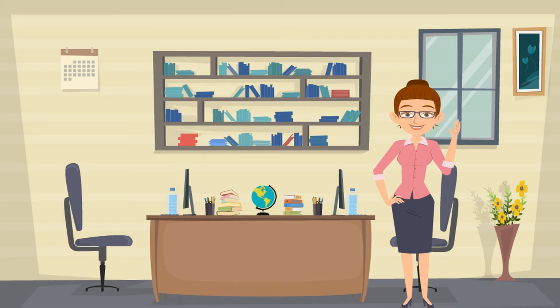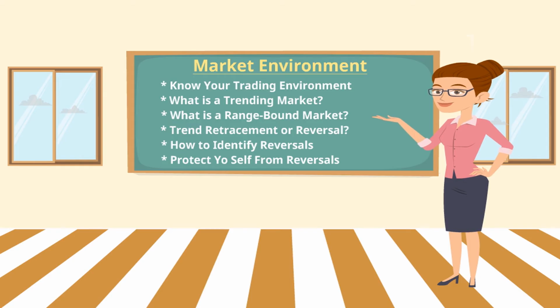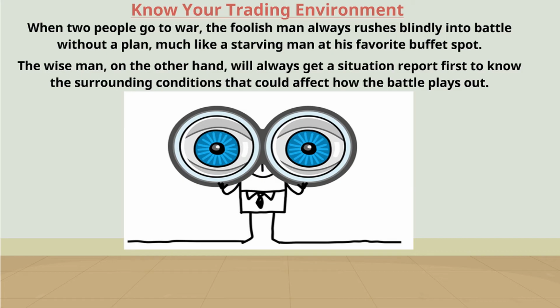Hello all. Welcome back to second course of high school, which is market environment. In this class we will cover the below lessons. Know your trading environment. What is a trending market? What is a range-bound market? Trend retracement or reversal? How to identify reversals. Protect yourself from reversals. Let's start the first lesson.